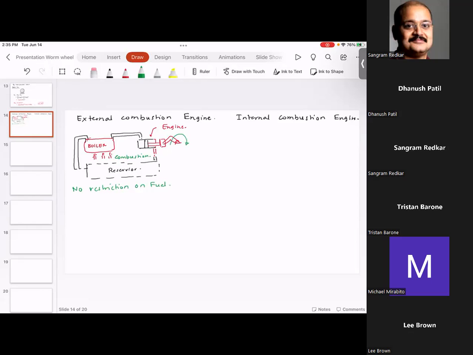So which means if you want to burn gas, you can burn gas. If you want to burn wood, you can burn wood. If you want to burn twigs, you can burn twigs. You can burn anything that you want.